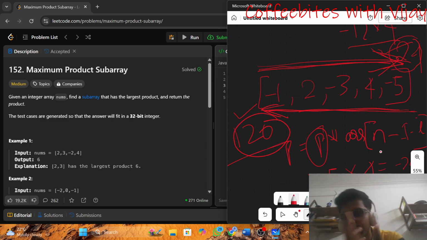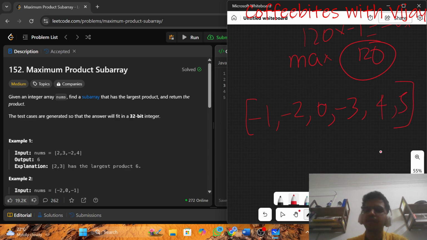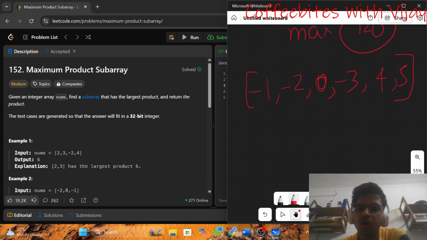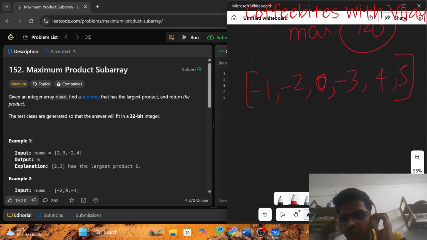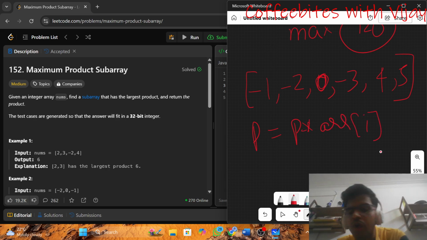So this was the second test case. If the array is like this, guys, what if there is 0 in between? For example, if I take the case like minus 1, minus 2, 0, minus 3, 4, and 5. Guys, imagine this is an array given to you and 0 is there in the middle. If I do my previous approach, what would be my answer? If I do the same thing, product equals product star arr of i, what would be the answer, guys?